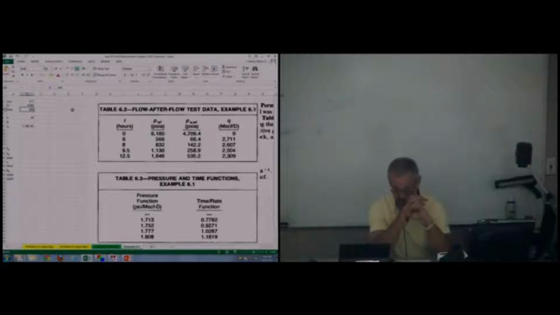Based on reading this question, what told you that we were at initial? Oh, it's just because it's initial. Yeah. Okay, I've just completed this well, and this is the data I've gotten from the field. At time 0, before I started flowing the well, my gauge was reading 6180.